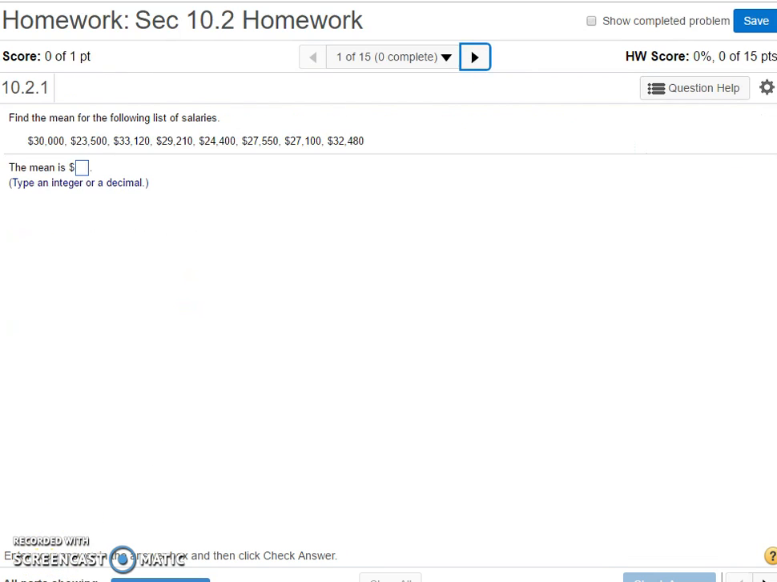When you get into 10-2, what it's looking for here is the mean. The mean is the average.